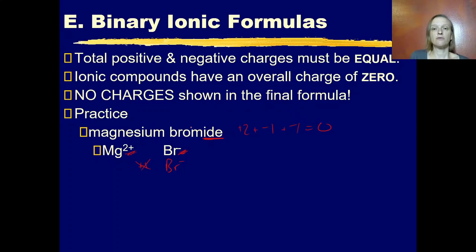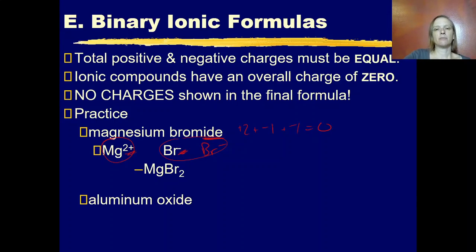So this is the formula I want. 1 magnesium, 2 bromines, or 2 bromides. And that is, in fact, my formula, MgBr2. MgBr2, to show that I've got 1 magnesium and 2 bromides. Notice how I use that bottom right-hand corner to show me how many atoms of a particular element I have in the formula.